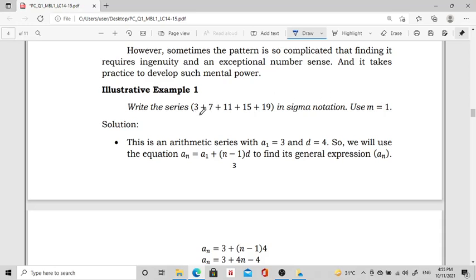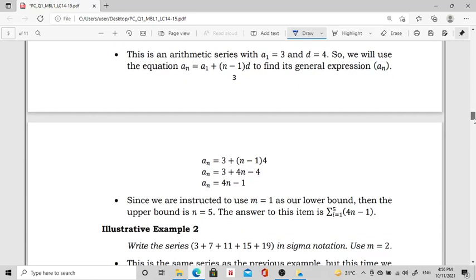Now, if you notice, this series falls under arithmetic because merong common difference, which is 4, and our first term is 3. Now, dahil arithmetic yan, then we know what formula to use so that mahanap natin si A sub n. And the formula here is this one. So, what we're going to do is plug in the values of A1 and d to this formula. If we do that, we will have the equation A sub n is equal to 3 plus quantity n minus 1 close quantity times 4. Then we simplify or combine like terms here, we will get 4n minus 1.